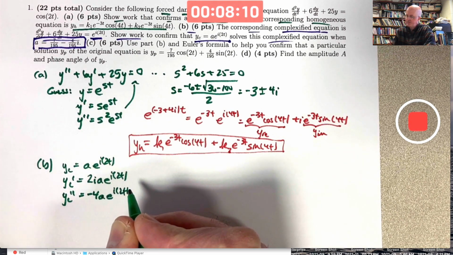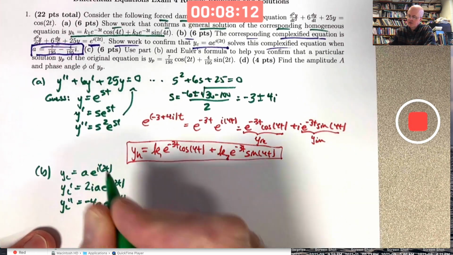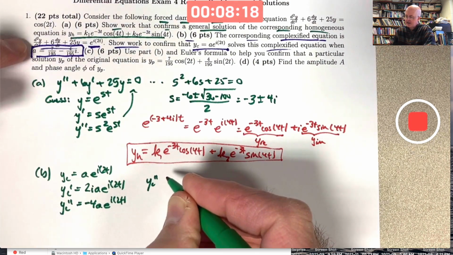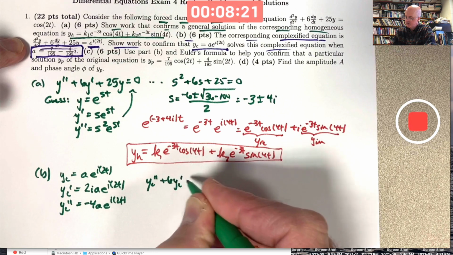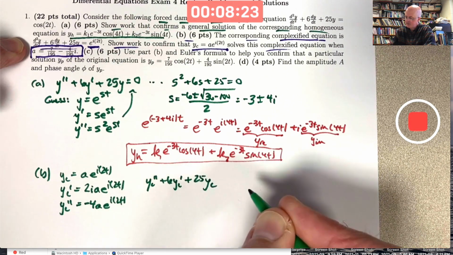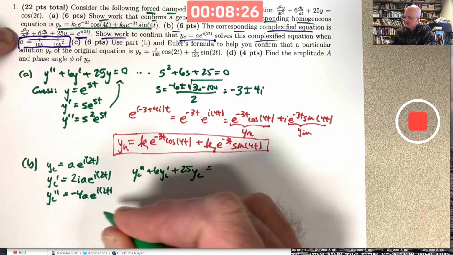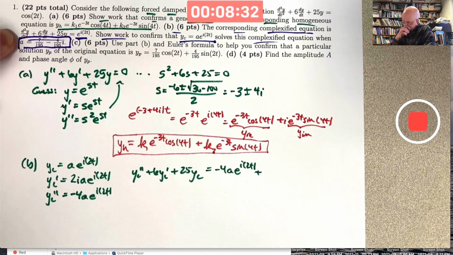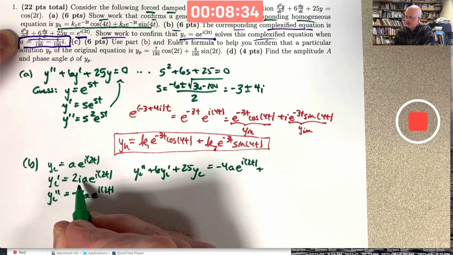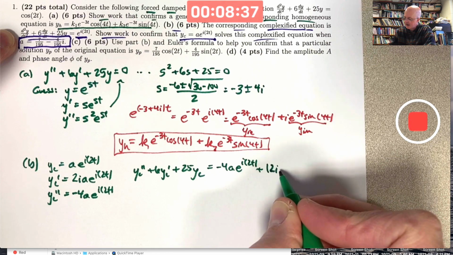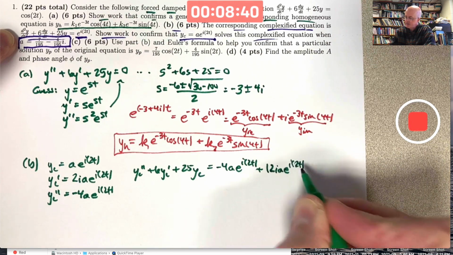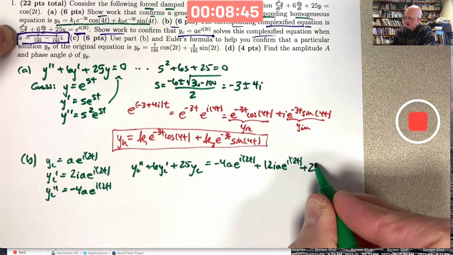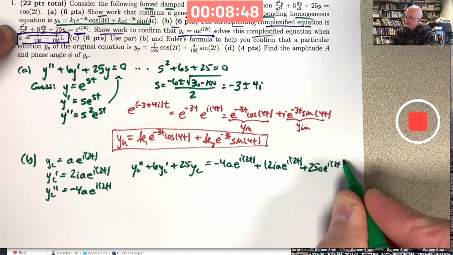Let's be a little more careful here in substituting this into the complexified equation. Go ahead and take the second derivative, add 6 times the first derivative, plus 25 times the function itself. It's worth being careful here. This is going to be the negative 4a e to the i times 2t, plus 6 times the first derivative, 6 times this thing, is going to give you a plus 12ia e to the i times 2t power, and then plus 25 times the original function, that's plus 25a e to the i times 2t power.